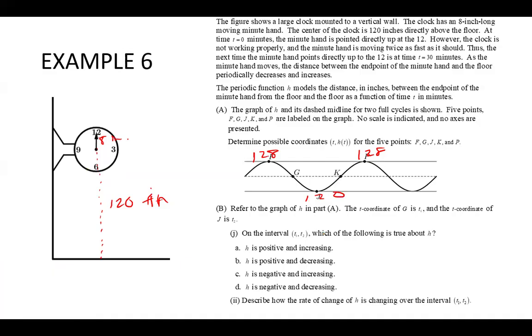Okay. Let's talk about why it's 120. It says that from the center to the ground is 120 inches. So if this clock hand is going to move around, it'll be at 6, right? And that 8 inches is going to be part of this 120. So the shortest it can be is 120. Does that make sense? I still see some confusion.